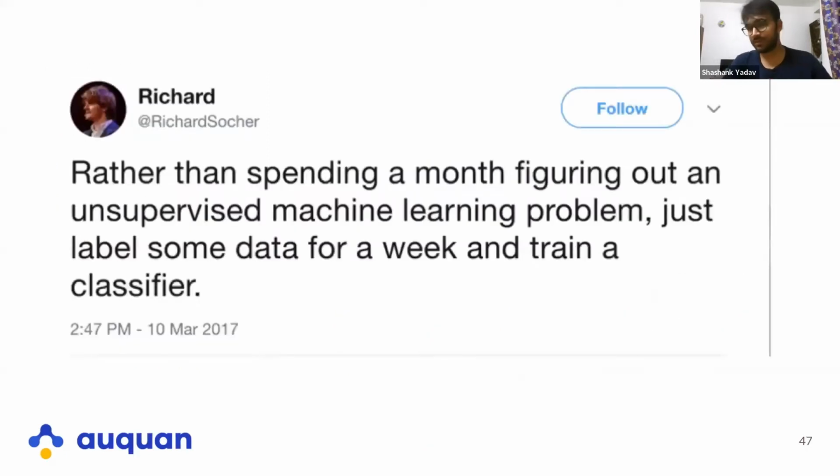Yeah, I am a big fan of this, and I have personally experienced this in my work. Whenever you are working on some project which requires you to put in a few weeks, it's always better to prepare a data set manually and build a supervised data set than to try to make an unsupervised algorithm work. There are several reasons for that.